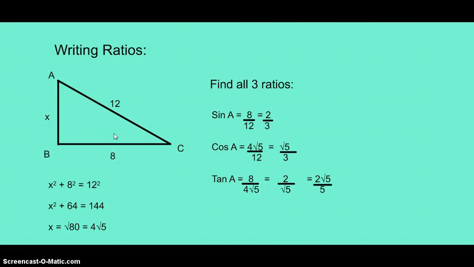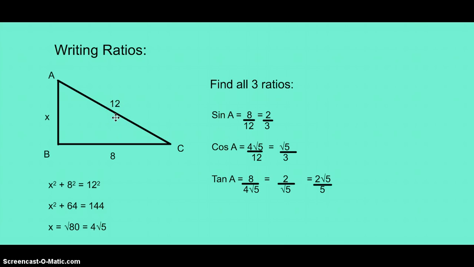So in order to write a trigonometric ratio, all you have to do once you've got the sides is write the fraction based on the angle you're asked about. So when we were asked for the sine of A, all that says is go to angle A, and from that angle write the fraction of the opposite side over the hypotenuse. So that means the sine of A is equal to 8 over 12, and we always reduce our fractions. 8 12ths reduces to 2/3.